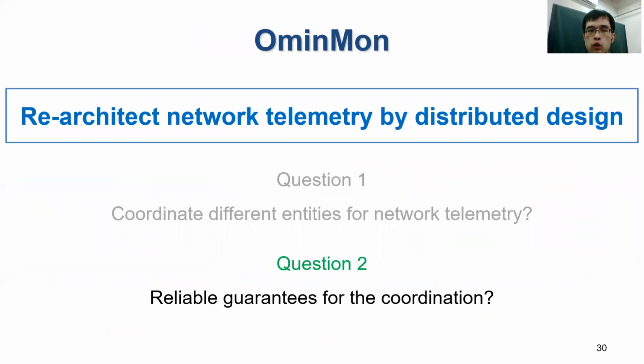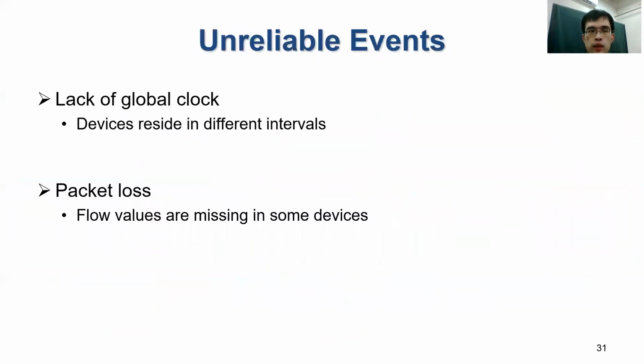Now let's move on to the second question about the reliability guarantees. In this paper, our architecture faces two challenges from unreliable network events. First, network monitoring is usually executed based on time intervals, but we do not have a global clock to synchronize time intervals across devices. And second, packet loss is common, so the flow values may not be recorded in some devices. In previous studies, these two issues did not become a big problem because previous studies have limited network-wide collaboration. However, in our system OmniMon, we need to deal with them, otherwise the architecture fails to work correctly.